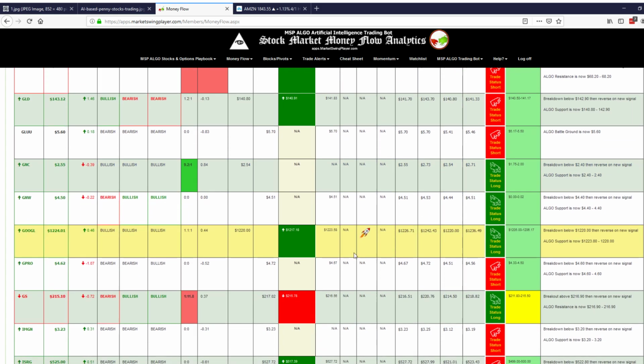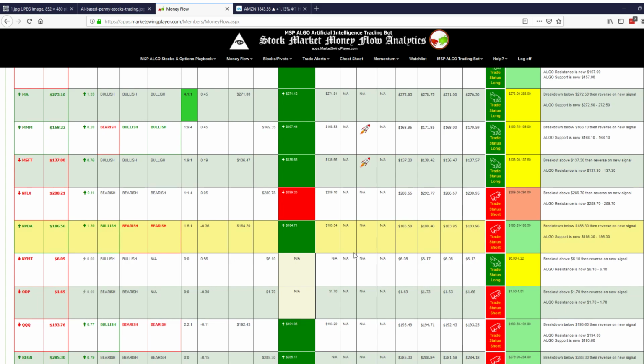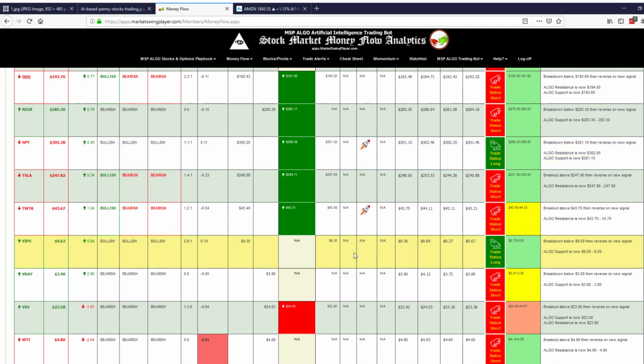Let's try SPY, which is an ETF. A lot of people like to trade SPY ETFs for tax purposes because it's a little different and you don't get charged as much. So we have people that are just SPY traders, and so it says break down below 301.10, then reverse on new signal. Resistance is now 302 and support is now 301. So we're thinking if we could buy below that 301, we could get a $1 pop, probably in 30 minutes to an hour. Okay?